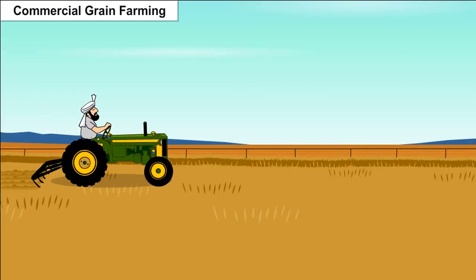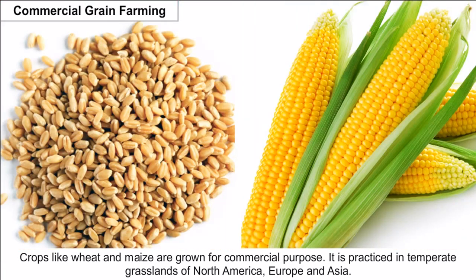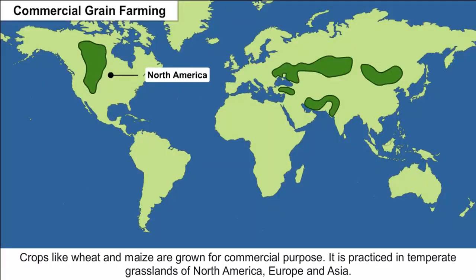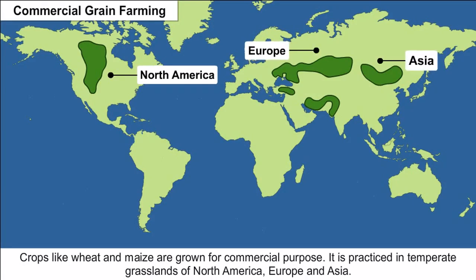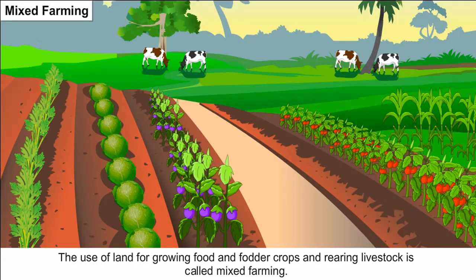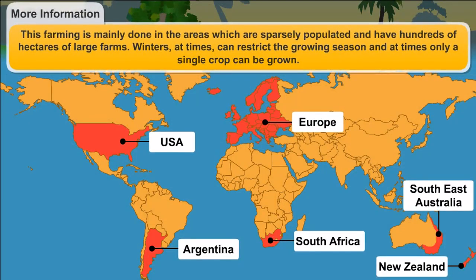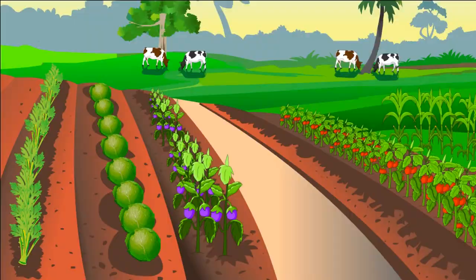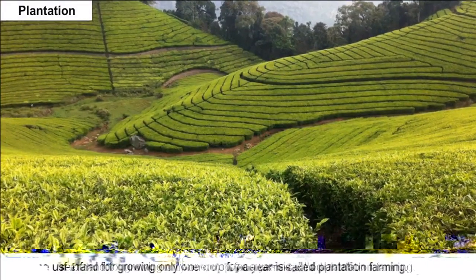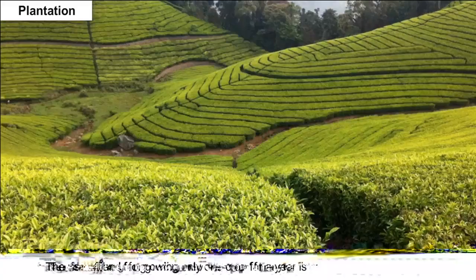Commercial grain farming. In commercial grain farming, crops like wheat and maize are grown for commercial purpose. It is practiced in temperate grasslands of North America, Europe and Asia. Mixed farming. The use of land for growing food and fodder crops and rearing livestock is called mixed farming. Plantation. The use of land for growing only one crop for a year is called plantation farming.